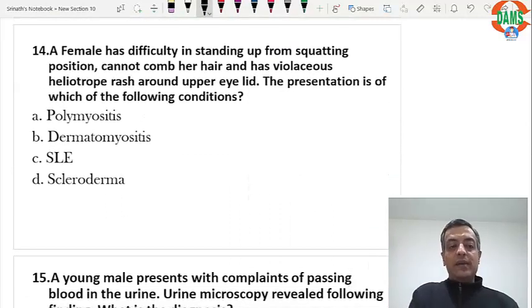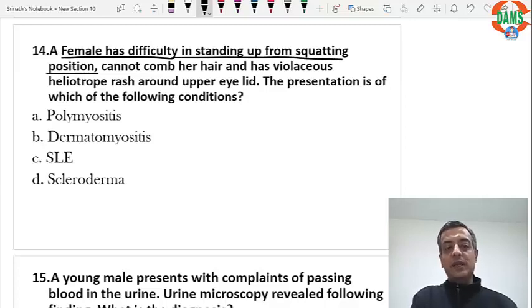Question 14. A female patient has difficulty standing up from a squatting position and cannot comb her hair, so she is complaining of proximal muscle weakness.